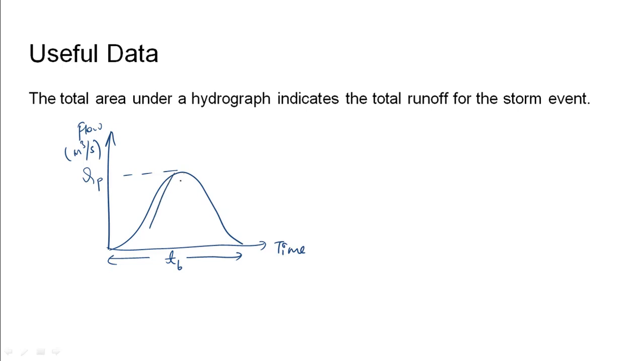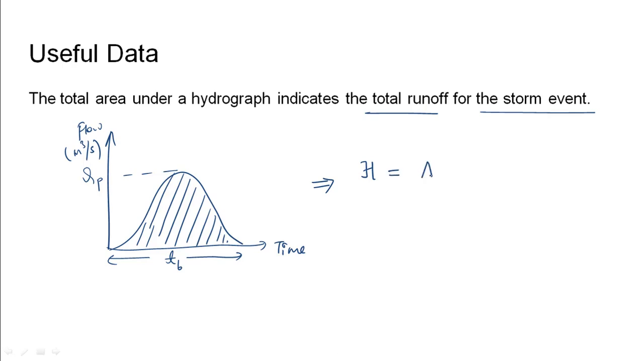So the area under this whole hydrograph will indicate the total runoff for the storm event. So let us say the area was H under the whole hydrograph. This will be equal to the catchment area into the rainfall excess. So using this relation, one of the three variables can be found.